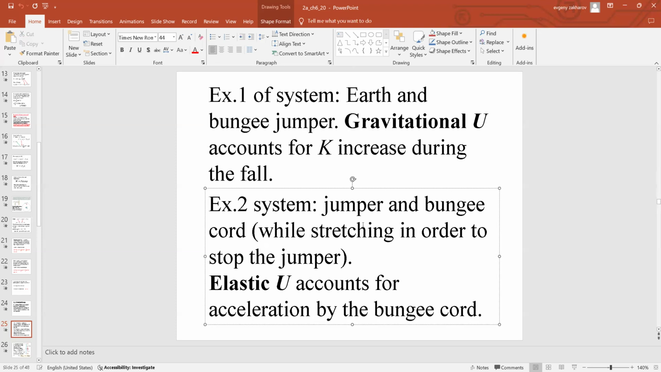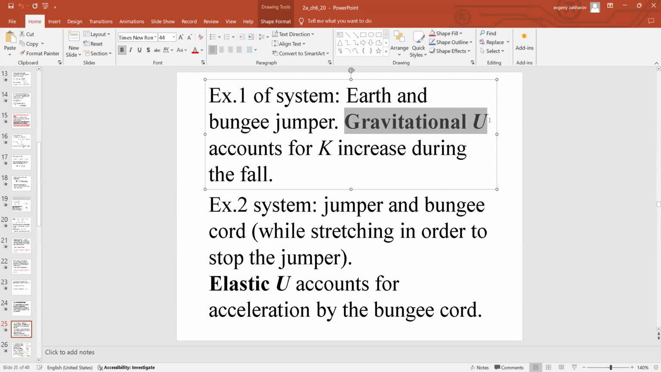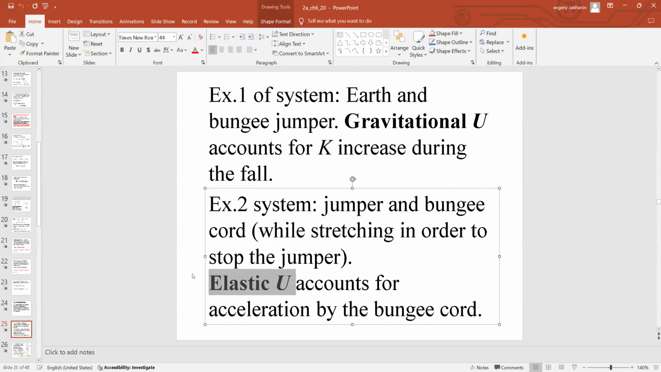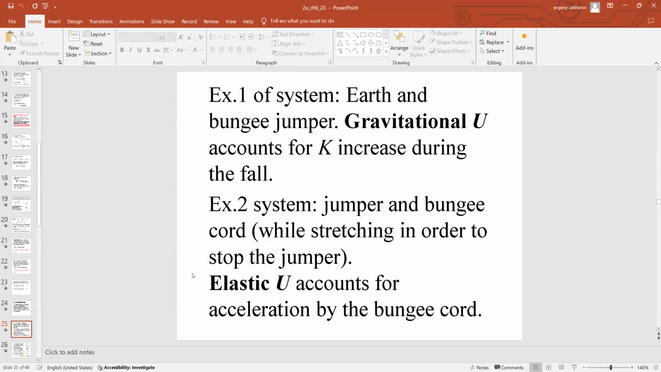And another system is the jumper and the bungee cord. You know how a bungee cord can stretch for quite a distance, and the actual amount of stretching times the spring force would give you the elastic potential energy stored in that system. We'll solve a few problems on that, and you'll see how this works. So either gravitational potential energy or elastic potential energy are the two potential energies for this class.